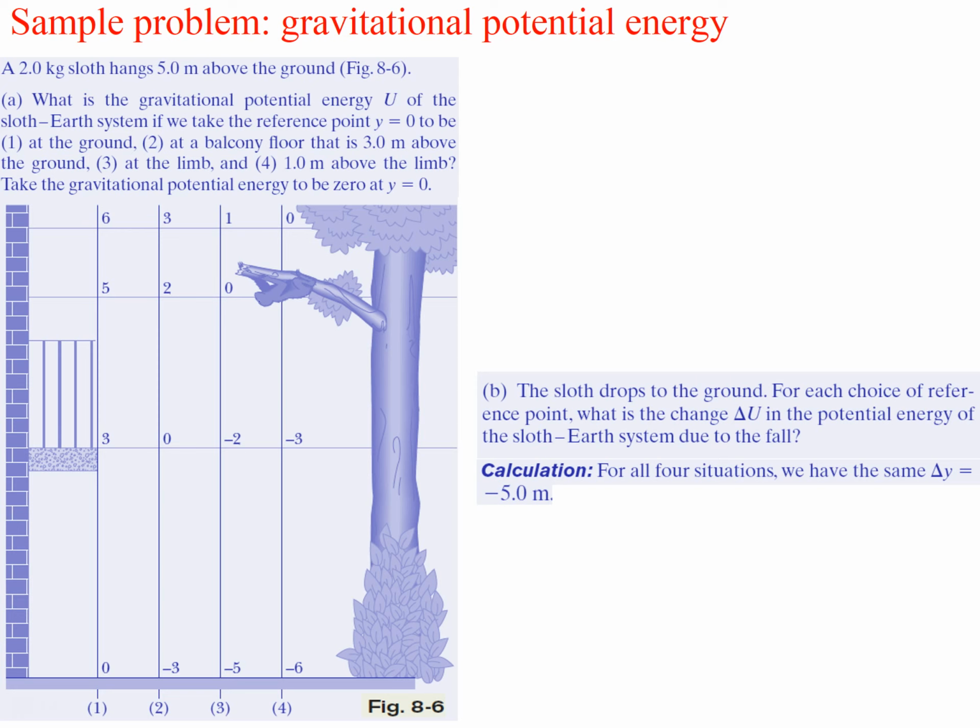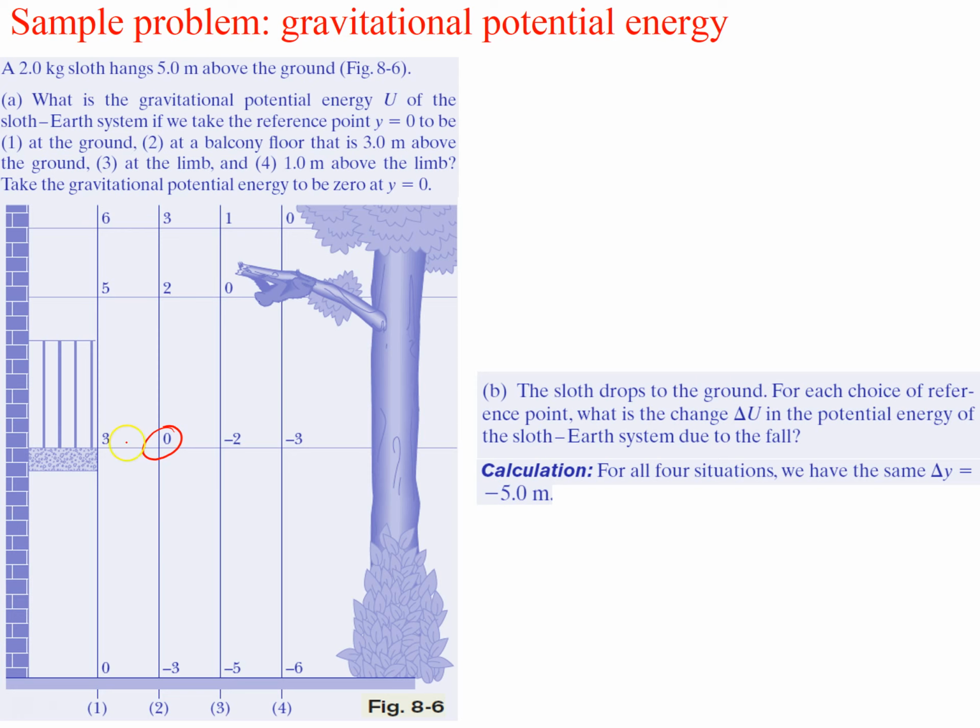Alright, so kind of what this picture is showing is in our first condition, we're saying that the ground is going to be our reference point. The ground is going to be where gravitational potential is equal to 0. So 5 meters above that is where our sloth is. In the second case, we're taking this balcony to be 0. And gravitational potential energy in general is all based off some relative point, and you can pick whatever is convenient to have as a reference point.